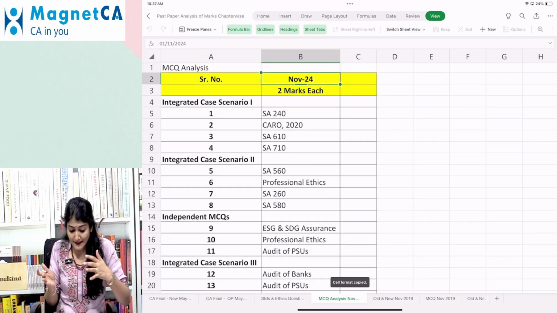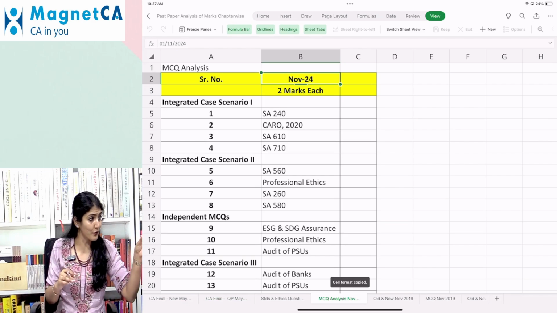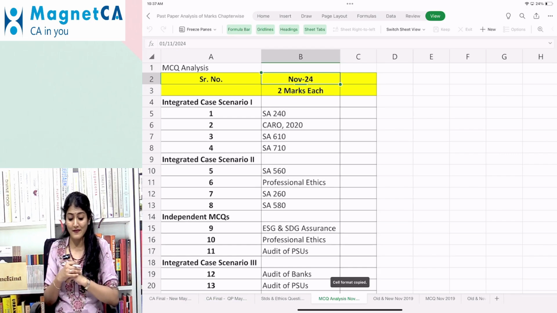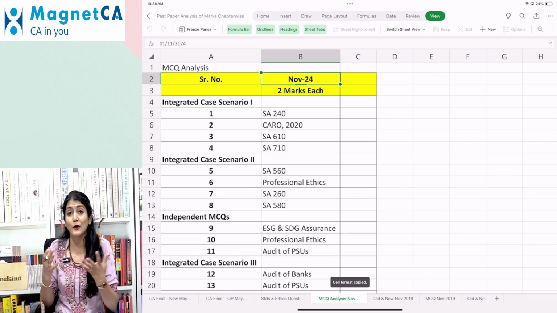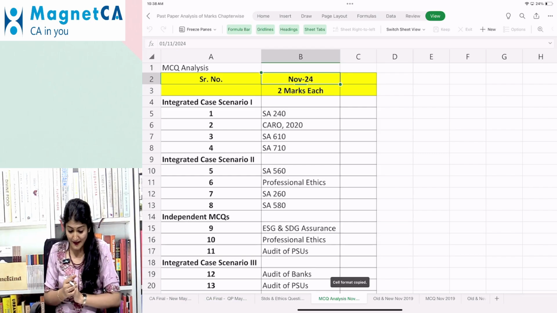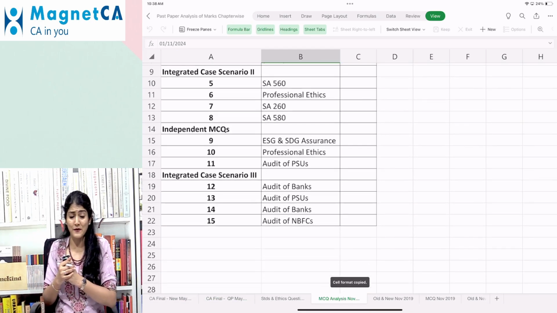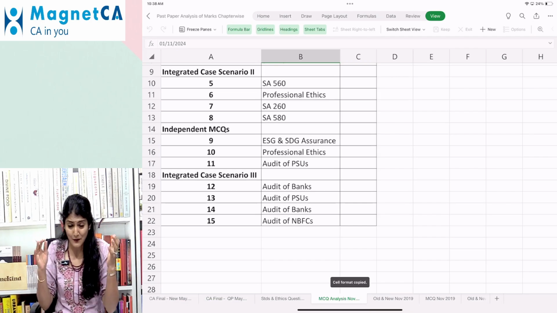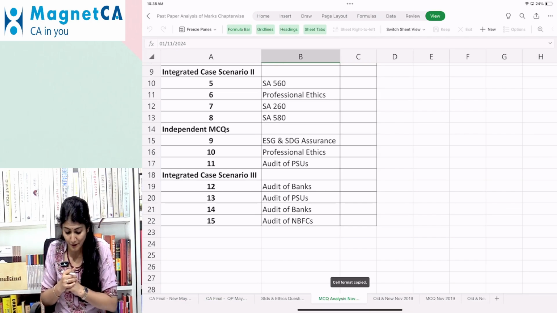Okay. Right. So in integrated case scenario 1, you see the 4 questions over there. Out of that, 3 are from the auditing standards, 240, 610, 710, and 1 question regarding CARO 2020, specifically clause 7, the payment of statutory dues. Then case scenario 2, oh my God, again all loaded with standards: 560, 260, 580, and again 1 question regarding professional ethics, regarding substantial interest. If you're a guest lecturer in a college, can you do the audit of that college? We say no, you cannot, you're a guest faculty, you cannot do the audit of that college.